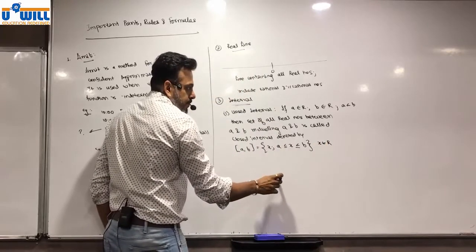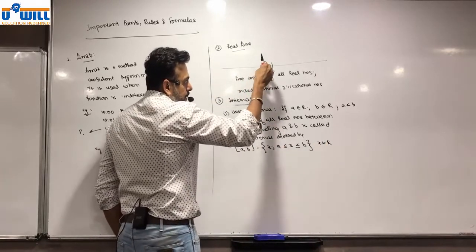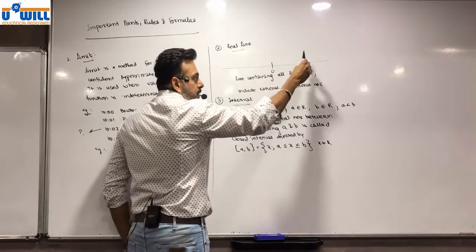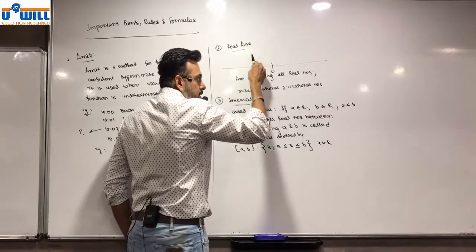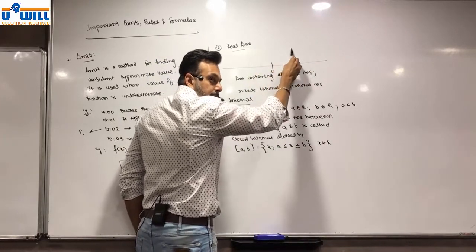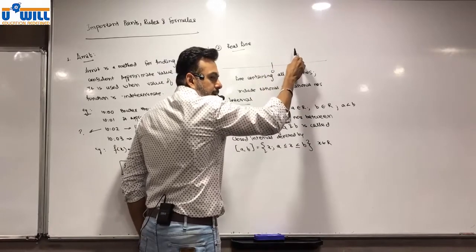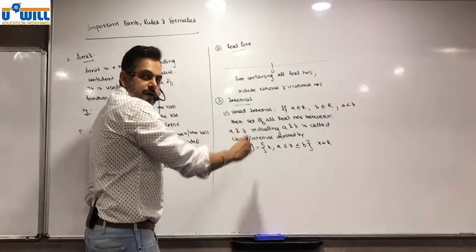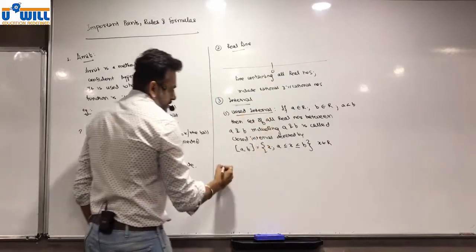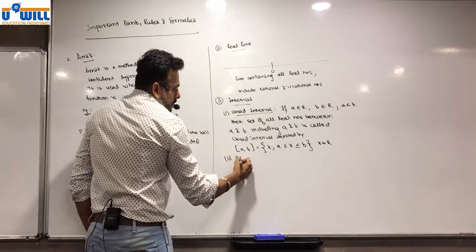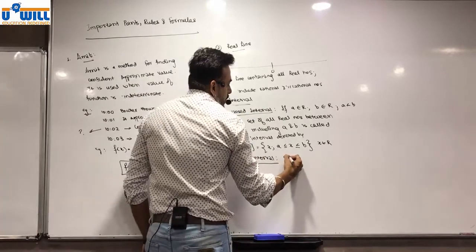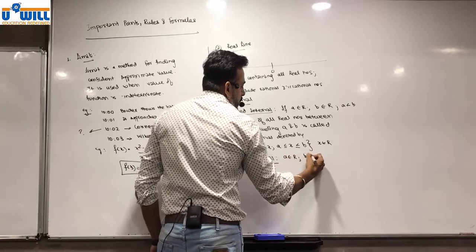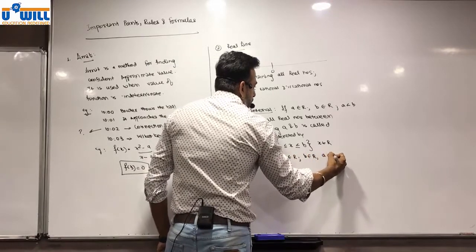Now pay attention, what does it mean? I take two numbers, say number A over here, number B over here. So all the numbers between A and B, including A and including B, is a closed interval. Second, open interval. A belongs to R, B belongs to R, A less than B.